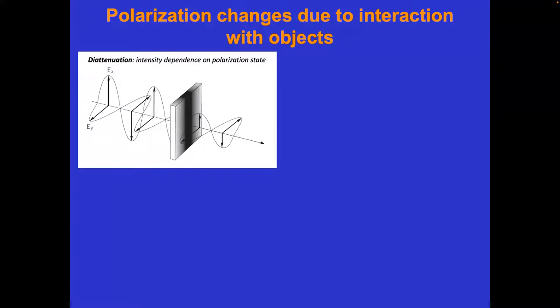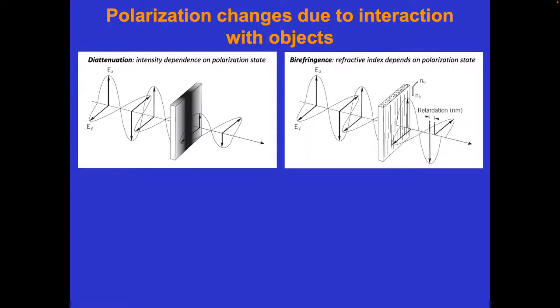The polarization state of light can change due to interaction with objects. What kind of changes can we have? One of them is called diattenuation. That means that the intensity that comes through the material depends on the polarization state. If you look carefully, you see that the horizontal field is unaffected by this object, but the amplitude of the vertical one has become smaller. This is what you call diattenuation. It's attenuation, but for two different polarizations.